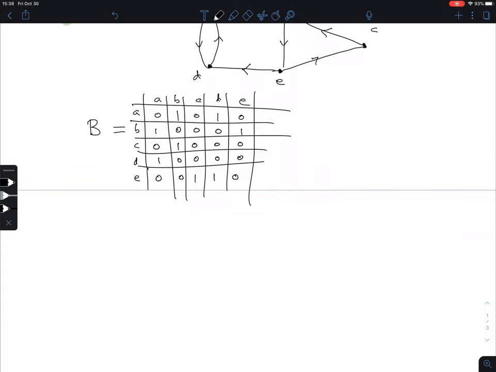So what is our matrix? Our matrix is 0, 1, 0, 1, 0, 1, 0, 0, 0, 1, 0, 1, 0, 0, 0, 1, 0, 0, 0, 0, and 0, 0, 1, 1, 0. Now, let's look at the question, because the question is something else. It says, find the length of the shortest path from A to C.